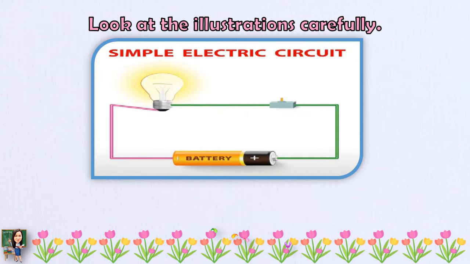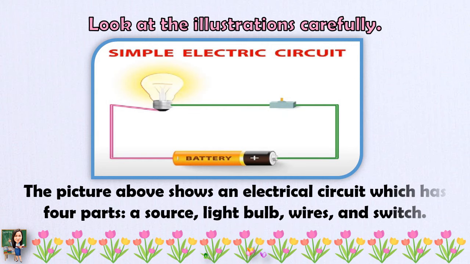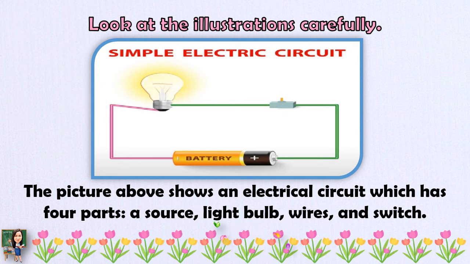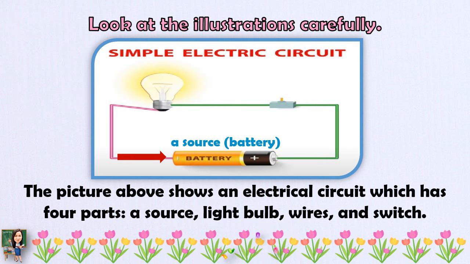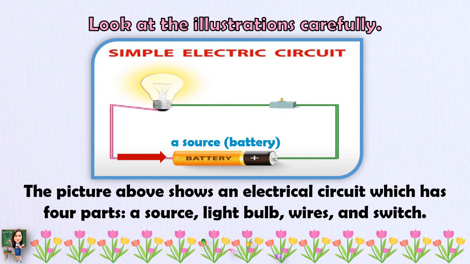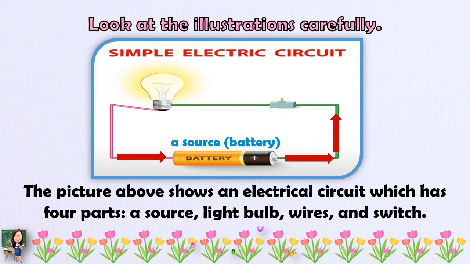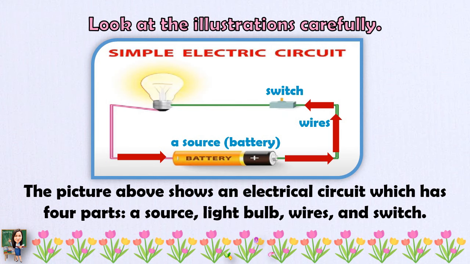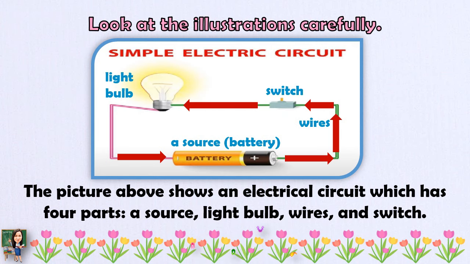Look at the illustrations carefully. The picture above shows an electrical circuit which has four parts. The four parts are a source, which is the battery, wires, switch, and light bulb.